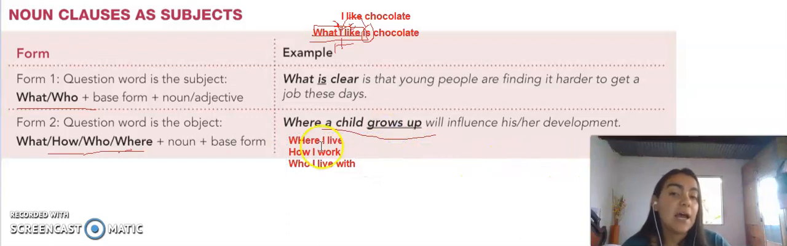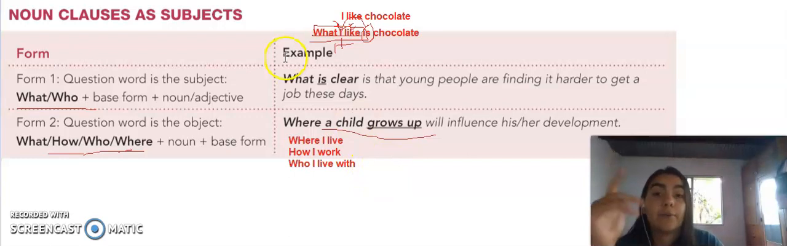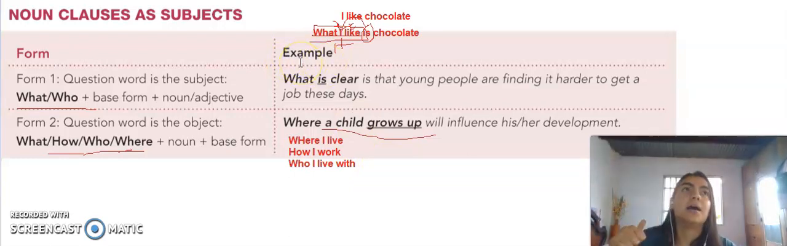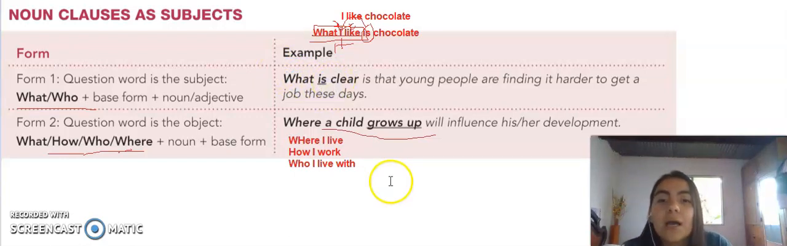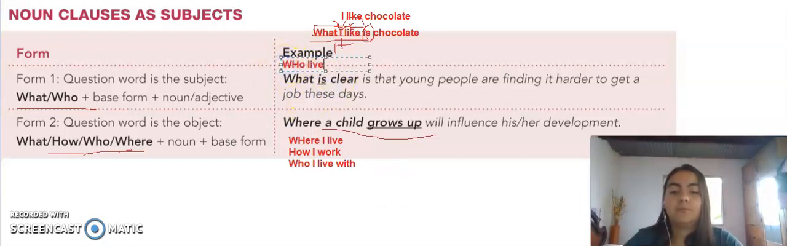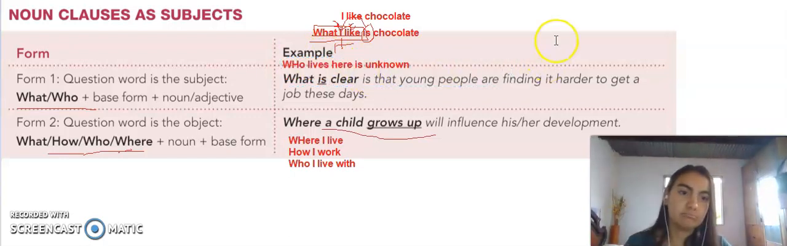In this case, I would use the WH and then a complete sentence, a subject and a verb. After that, I can also use the WH as a subject, right? So what is clear: this what is the subject and this verb is conjugated with what. That's it. Easy peasy. Who lives here? Another example. Who lives here is a noun, right? The person who lives here is a noun.